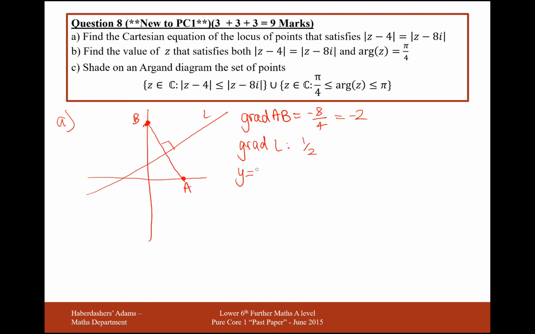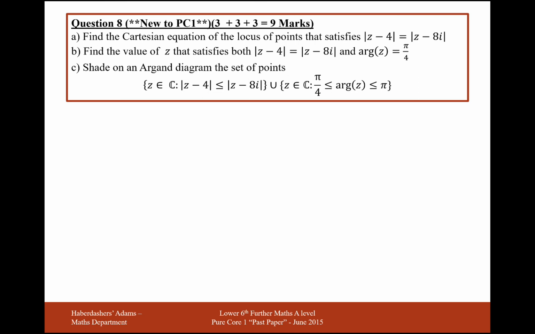So then we need to do y equals a half x plus c. But at the moment I haven't got a coordinate to plug in, but I do know that the midpoint of this line is going to go through it. So that would be the coordinate 2, 4. So I can plug in the value 2, 4 and get the correct value for c. So 4 equals a half of 2 plus c, so 4 equals 1 plus c, so c equals 3. So the line is y equals a half x plus 3.